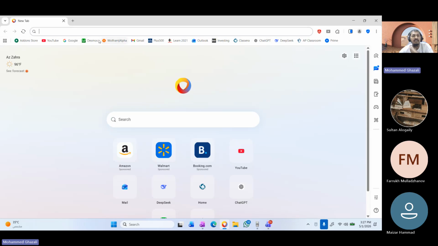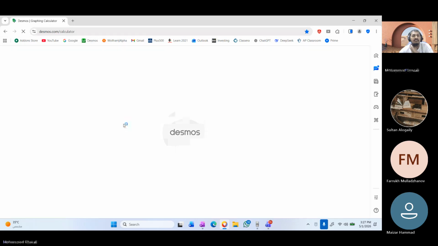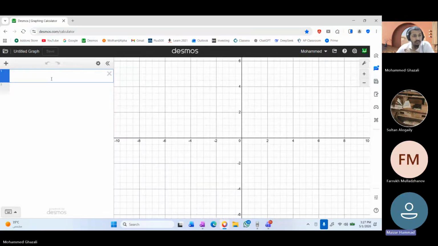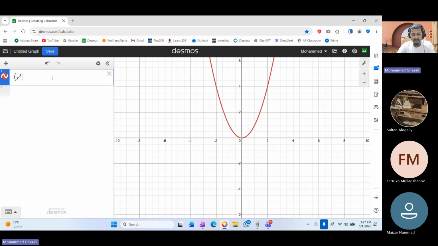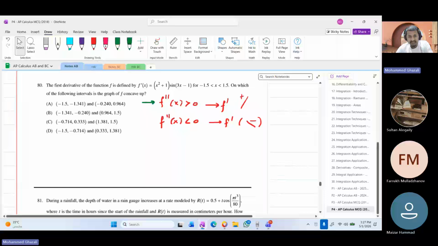I think I did it. Go back, let me just see the function again so I can write it down and tell it to you. x squared plus 1, times sine of 3x, minus 1.